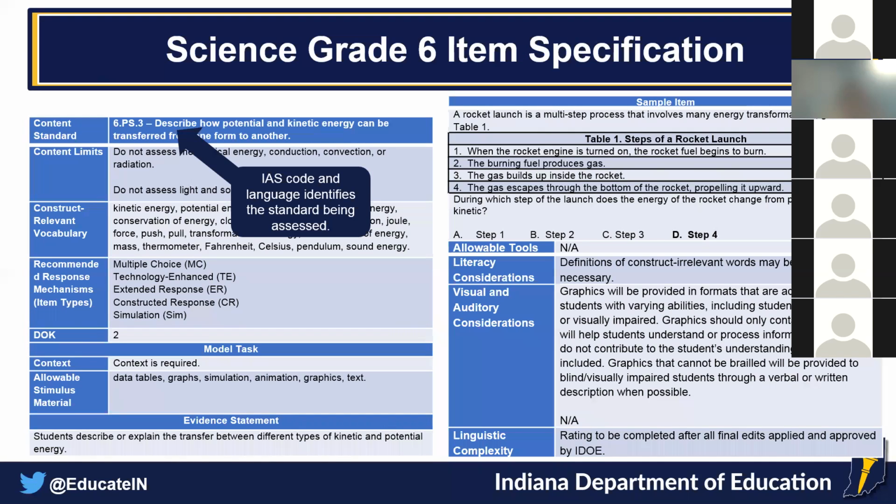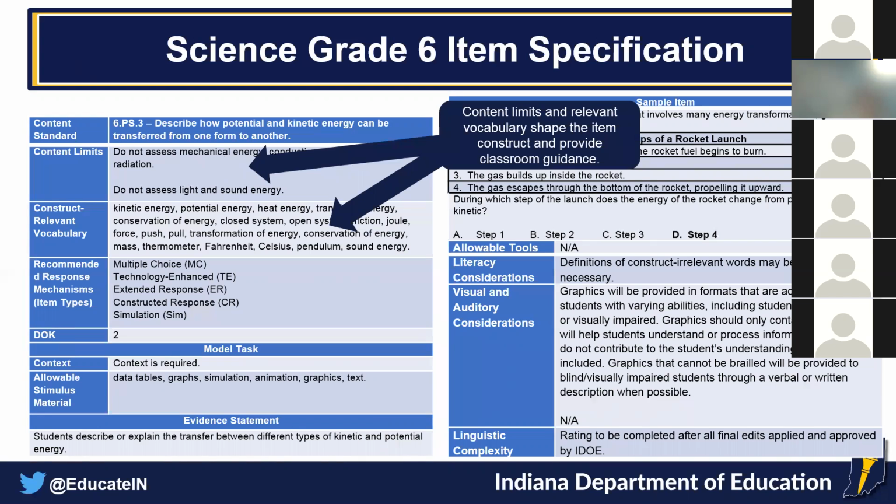So here's an example of an item specification. I used a grade 6 standard, 6PS3. So at the top there, you see we have the code again, so you can refer back to the blueprint. And we have the full standard language so that you can see what that is.